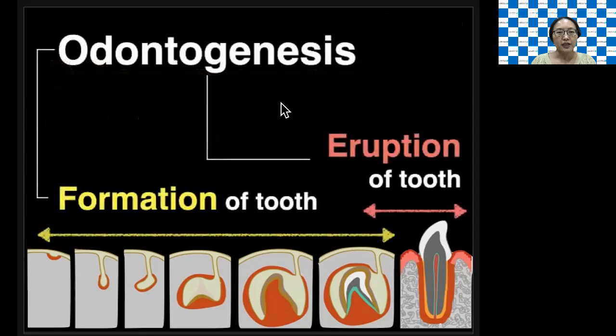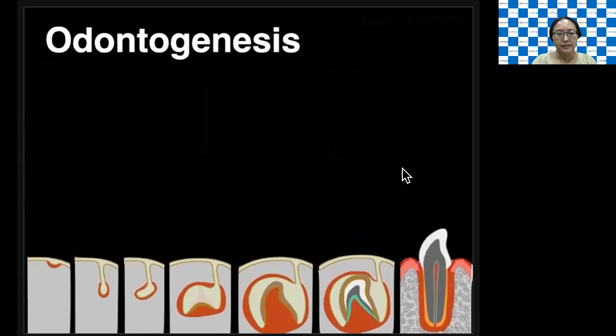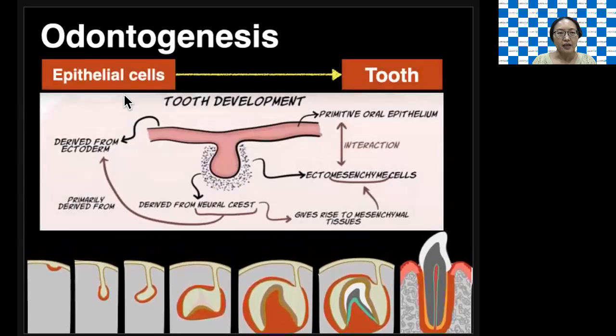Okay, odontogenesis includes two parts. The first part is the formation of the tooth, and the second part is the eruption of the tooth. Odontogenesis starts from the epithelial cells, and the epithelial cells proliferate and differentiate, and finally form a tooth in our oral cavity.